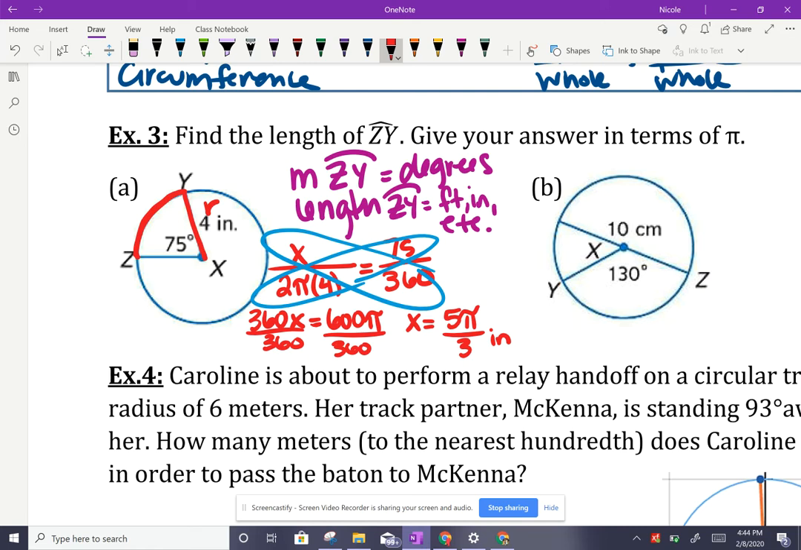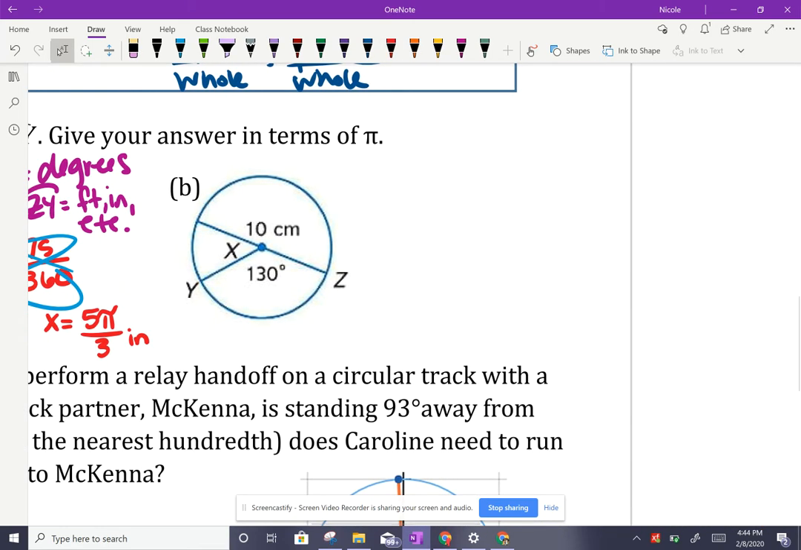Let's look at another one. Sure, y'all are like, what are you talking about, crazy? It's okay, we got this, guys. So the next thing I want to find is ZY here. So ZY is apart this arc. So I'm going to do the same idea. I have a diameter of 10. So I have x over the circumference, which is going to be 10 pi, equals 130 degrees over 360.